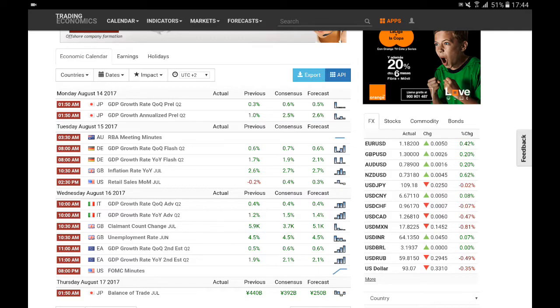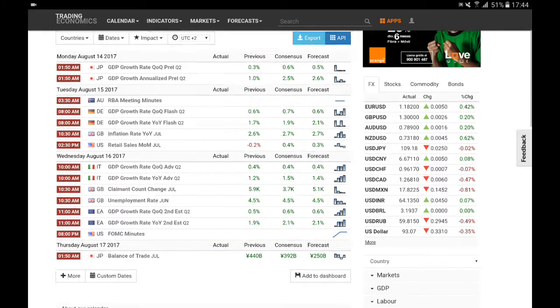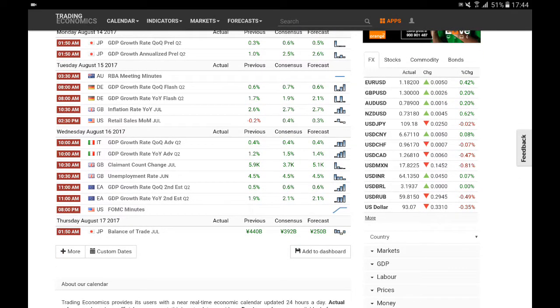On Wednesday, August the 16th, in Italy, we're going to have the GDP growth rate quarter over quarter advance and the GDP growth rate year over year advance for the second quarter. In Great Britain, we're going to have the claimant count change for July and the unemployment rate for June. And in the European area, we're going to have the GDP growth rate quarter over quarter and year over year, second estimates of the second quarter. And in the United States, we're going to have the FOMC minutes, the Federal Reserve Open Market Committee.